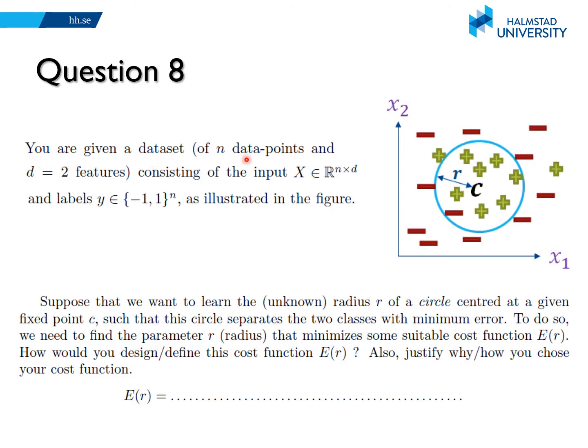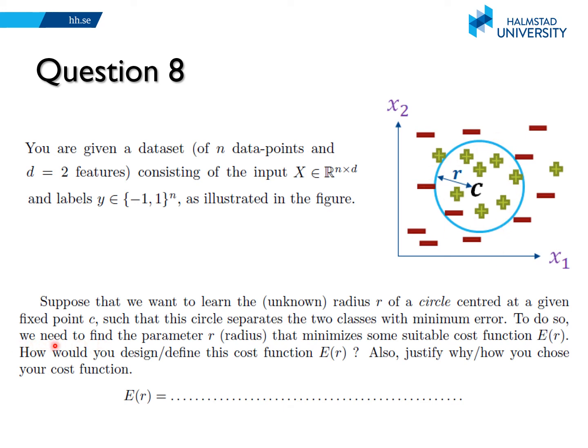Now suppose that you are given a data set of n data points and two features. So for example, this data set, and you have two classes, the positive and the negative class. And you are also given a point called C, right? And what we want to do is to learn an unknown radius R of the circle centered around C, such that this circle separates the two classes with a minimum error.